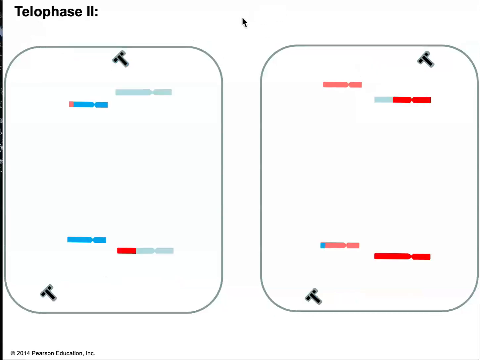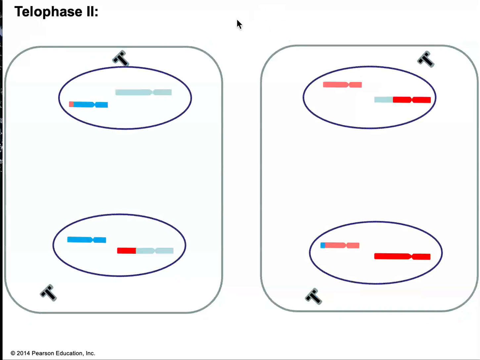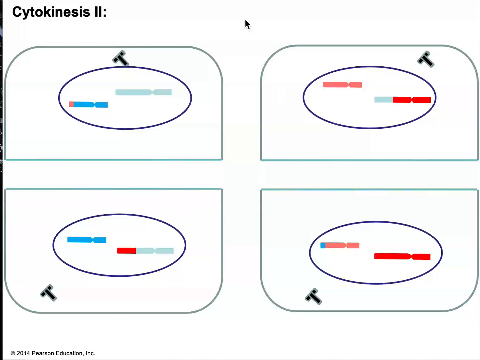Okay, and then we go through another telophase. It's telophase 2, where we make a nuclear envelope around each of those groups. And then we wrap up with cytokinesis, where we split each of those 2 cells now into 4. And so now the end result here is we just got 1 of each of these chromosomes, whereas we started with 2 of each at the whole beginning of the process.